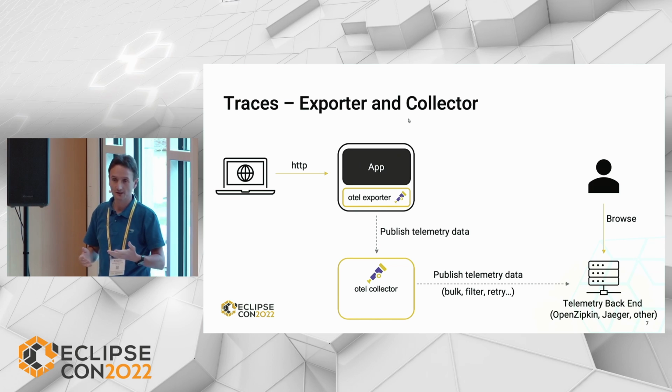There are several on the market. The very popular ones are OpenZipkin, which I believe was created by Twitter, and there is also Jaeger, which I believe was created by Uber. Right? Thank you. So what's the purpose of the collector?